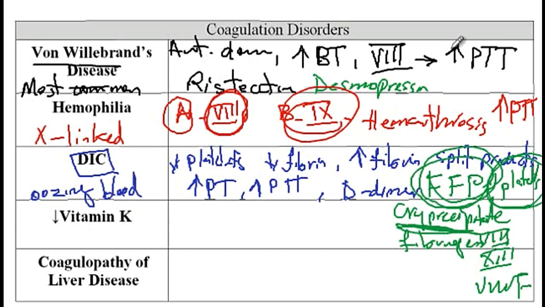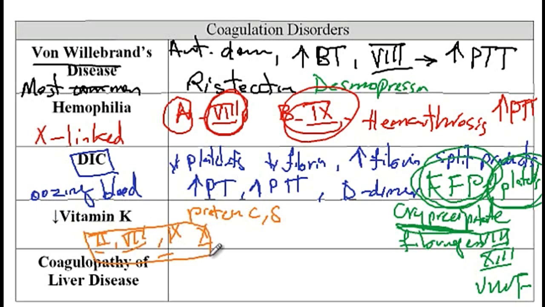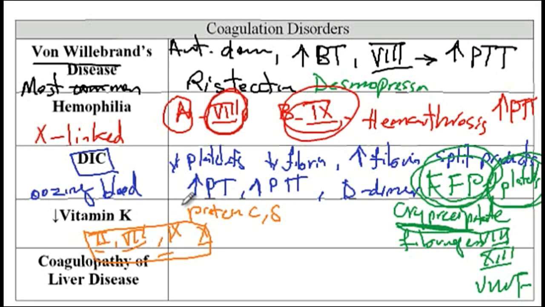Decreased vitamin K is also another cause of bleeding, and the reason for that is that vitamin K is required for the post-translational modification of coagulation factors 2, 7, 9, and 10. And it's also required for the modifications of protein C and S. So just be careful that vitamin K deficiency can cause increased risk of bleeding because of the deficiency of these factors. Now, children and patients that are taking antibiotics for a long term are at increased risk of developing vitamin K deficiency.